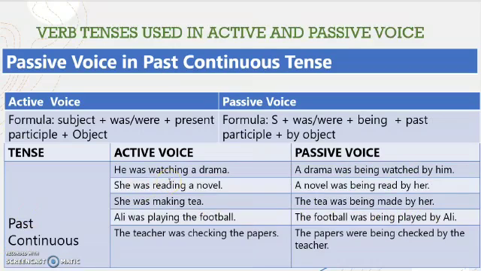He wrote a novel. A novel was written by him. Next one is the passive voice in past continuous tense. The formula in active voice is the subject plus was or were plus present participle plus object. And the formula with passive voice is the subject plus was or were plus being plus past participle plus by object. In past continuous, the active voice is he was watching a drama. A drama was being watched by him. She was making tea. The tea was being made by her.